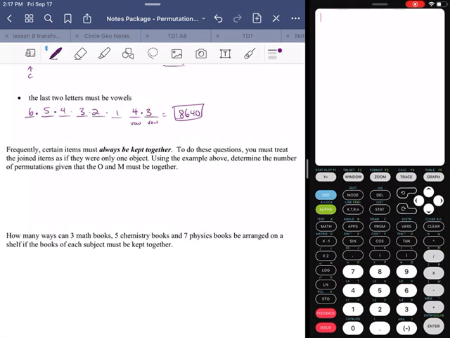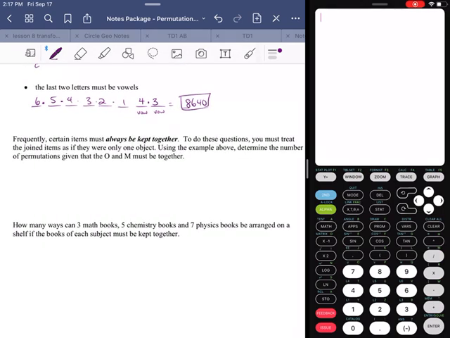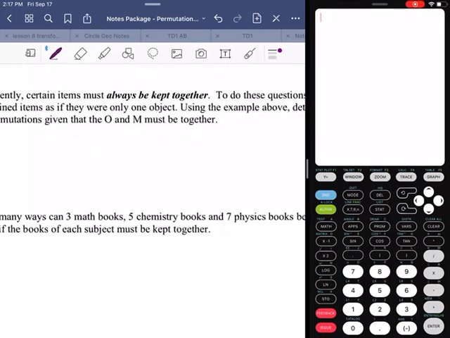Sometimes certain items must always be kept together. To do these questions, treat the joined items as if they're one object and see where we can arrange them. And then what we'll do is we'll figure out how many ways can we arrange those specialty objects.